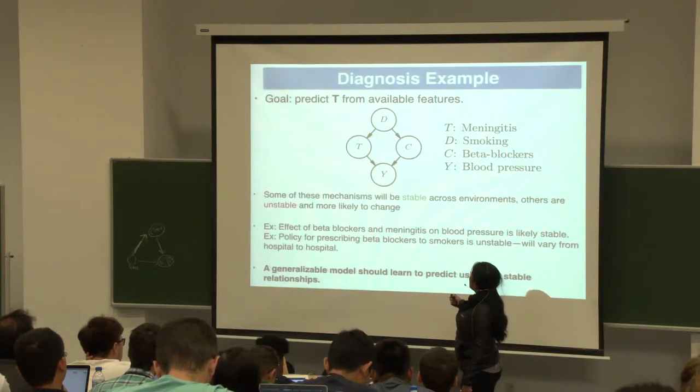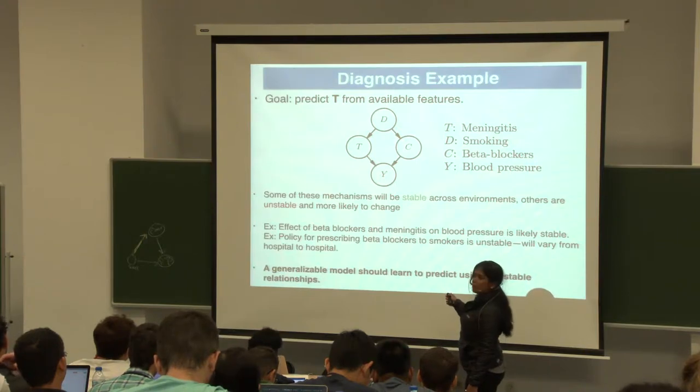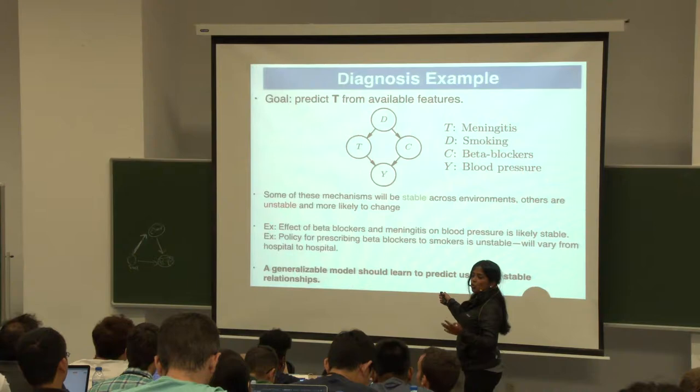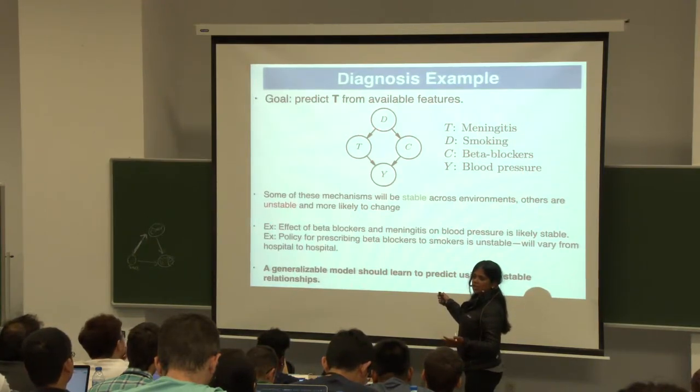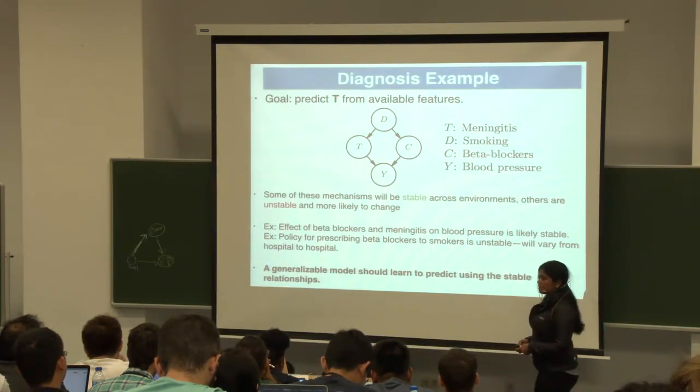And so this is the core problem, but there was this confounding that you weren't unaware of. Somebody in the data set chose to give someone a beta blocker or not based on whether or not they smoked. And then smoking also affects your risk of meningitis. Okay? So far, so good?